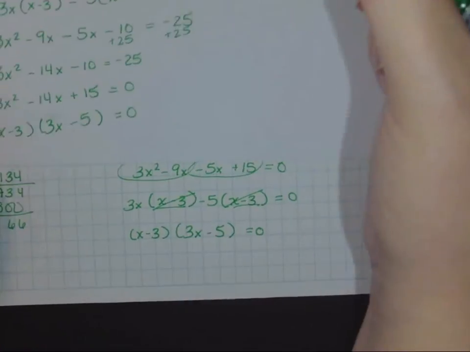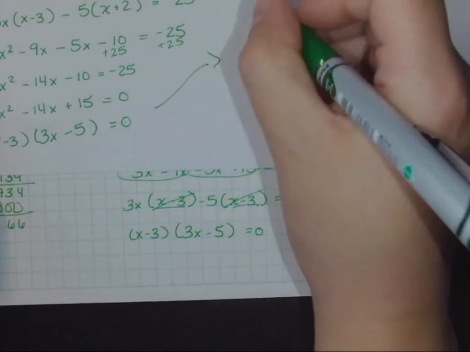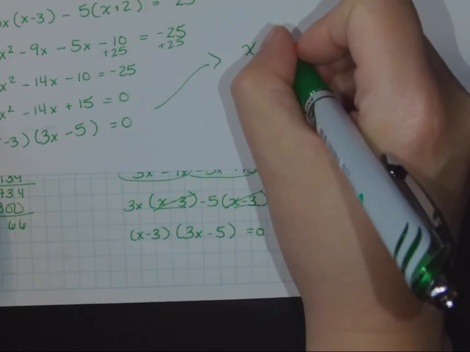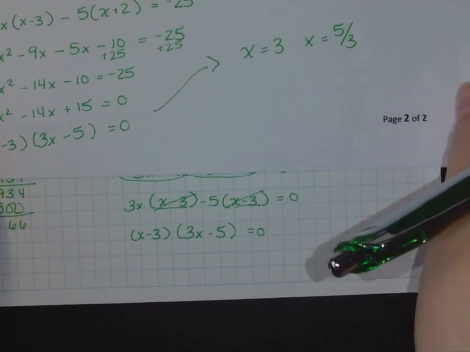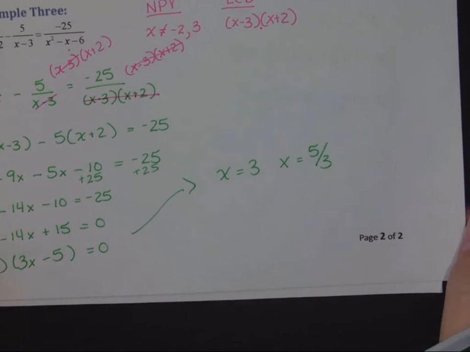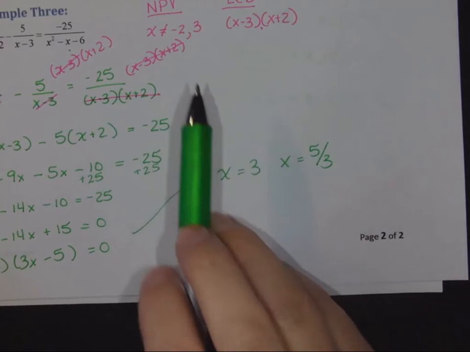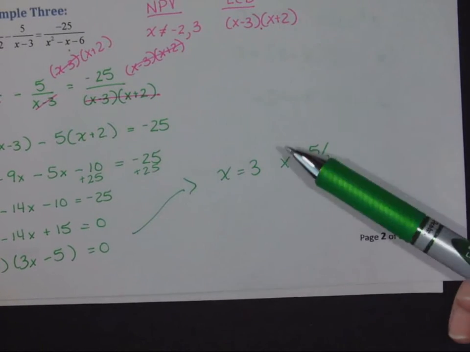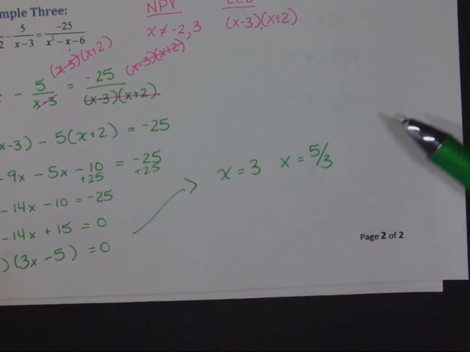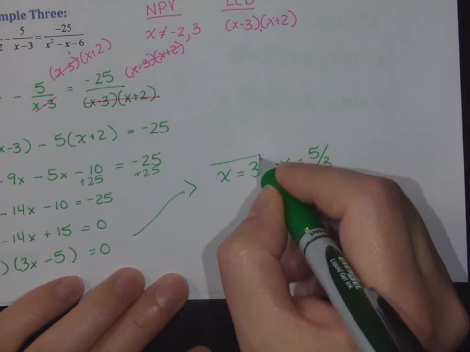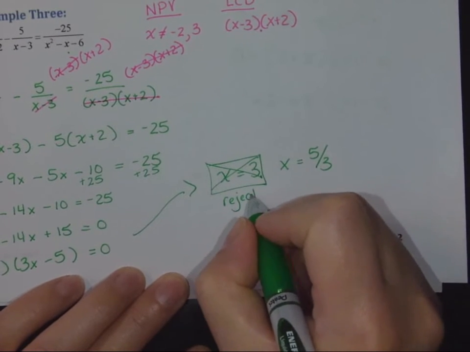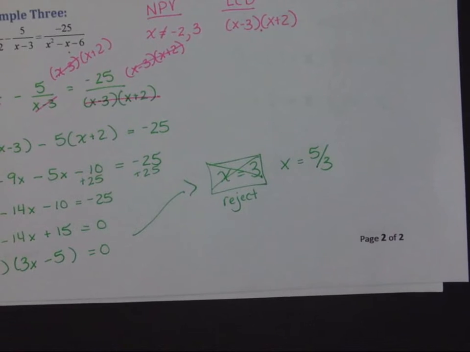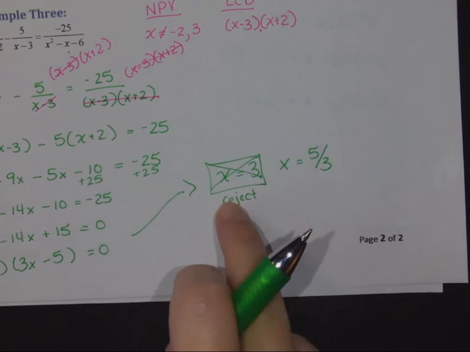So I get an answer. I'm just going to move this up here. x equals 3 and x equals 5 over 3. So those are my two answers. And the only thing I have to do is check them against my NPVs. And as Danica said, one of them gets rejected. So we have to indicate that this is rejected. You need to cross it out, you need to write reject, you need to make it obvious that this answer is not good.